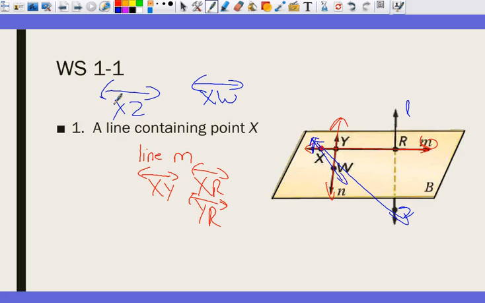I forgot, this got clipped off. This is supposed to be line L. This is supposed to be point X down there. So, remember, sometimes you're going to have to draw in your own line. Sometimes you have to draw in your own planes. That's always an option. Think outside of the box.